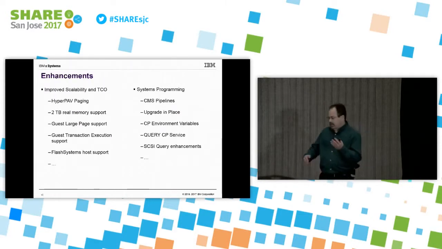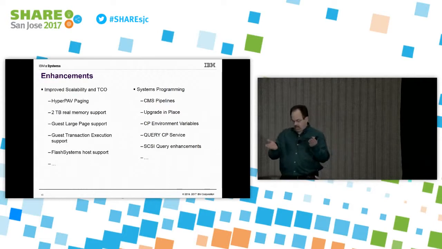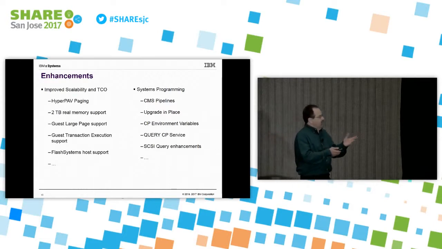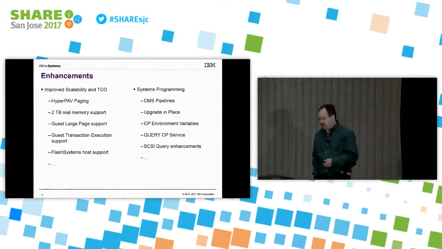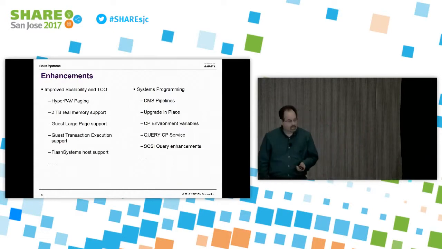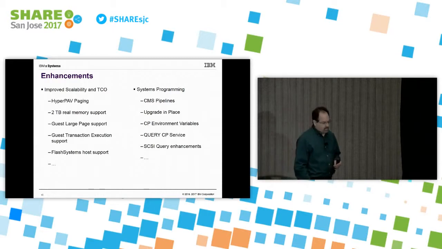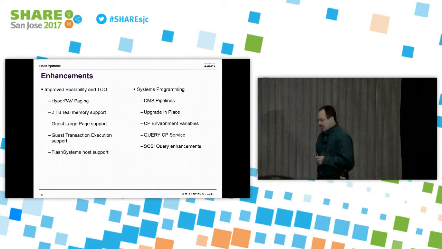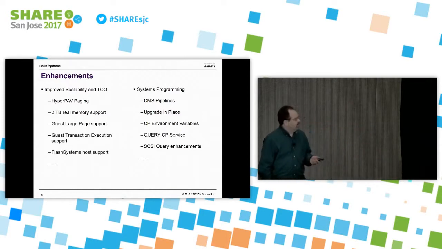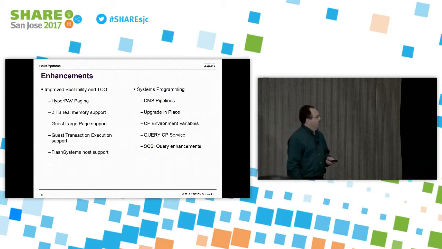So some of the things, and I showed you those themes. These are some of the examples of the items that apply to those themes. This is just some things we're highlighting. So for scalability and TCO: HyperPAV, increased memory support to 2 terabytes, large page support for guests, transaction execution, and FlashSystem support for system volumes.